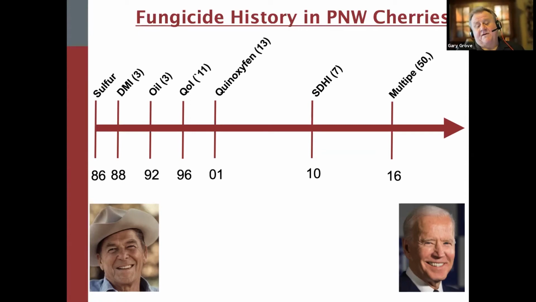In 2001, quinoxyfen, our only group 13 compound, became available. The SDHIs, generally around 2010, those are the group 7s. And then we have several new modes of action that have become available during the last several years. So essentially, we have gone from Reagan to Biden. As you know, there's a lot of time and people in between there.